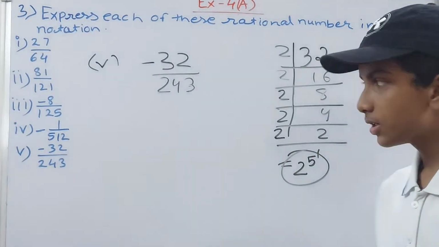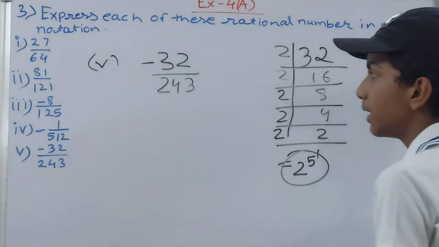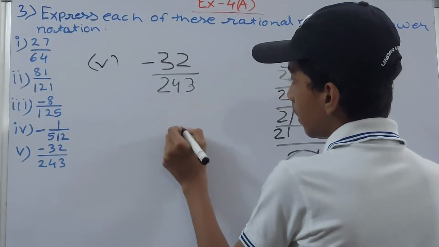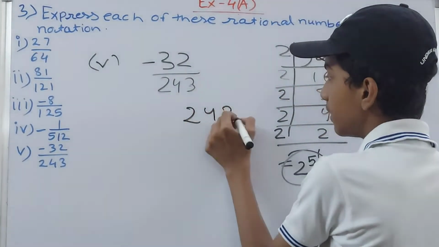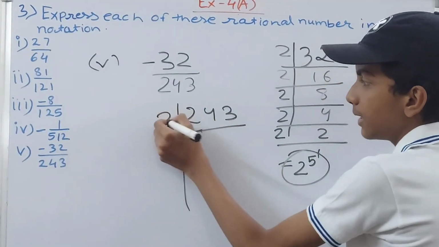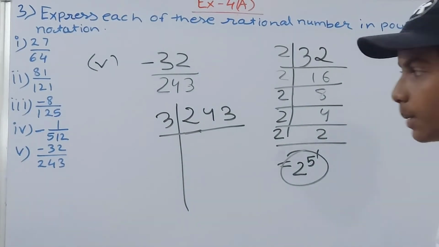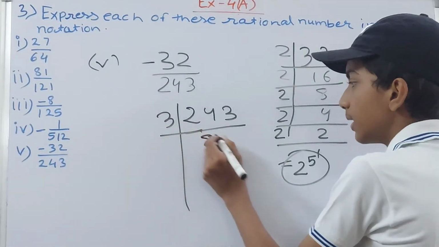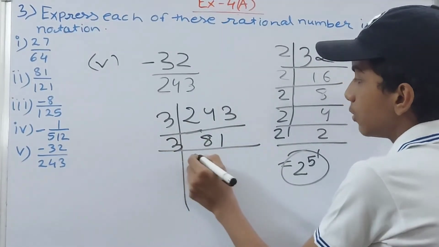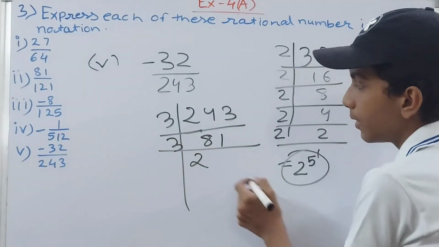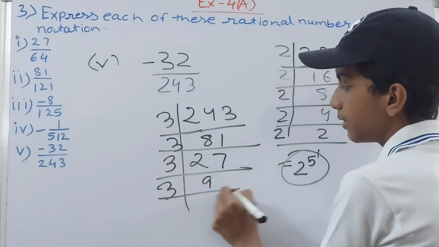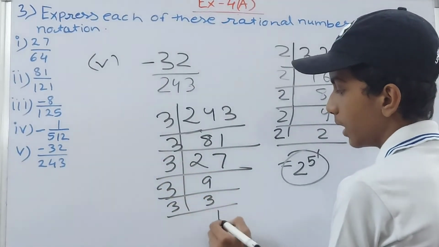And now the next number, that is 243. This one also I'll prime factorize. By which number can I prime factorize this? 3. So 243 divided by 3 gives 81, again 3, so 27, again 3, 9, then 3, so 3, and then 3, so 1.